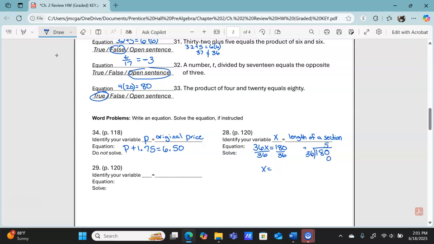5 times 6 is 30. Carry the 3. Yes, we're going to get 5. So each, and this was in meters because it was 180 meters, so each one was 5 meters long.